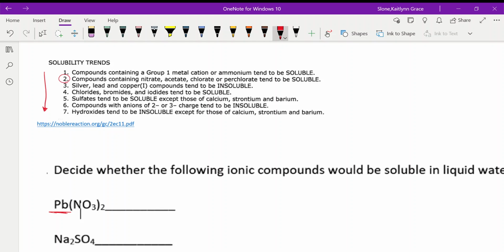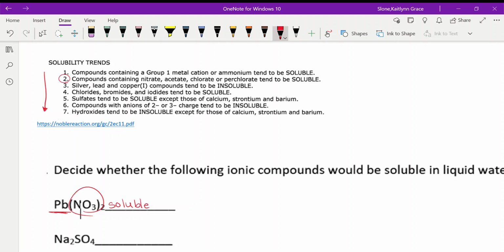Compounds containing nitrate, acetate, chlorate, or perchlorate tend to be soluble. Oh, look at that. We have nitrate, right? That applies. It's saying that it tends to be soluble. So guess what? We put soluble. Now you might be saying, but compounds with lead don't seem to be soluble.